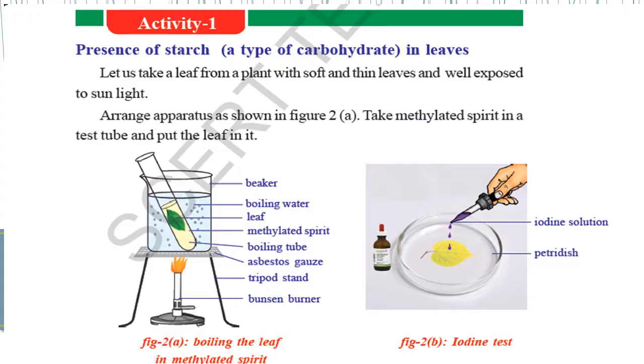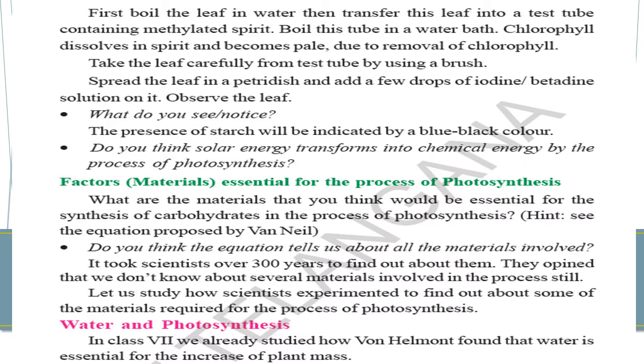Okay, what do you do then? Take methylated spirit in a test tube and put the leaf in it. Both the types we are seeing. What happens? First, boil the leaf in water and then transfer this leaf into a test tube containing methylated spirit. Boil this tube in a water bath. Chlorophyll dissolves in spirit and the leaf becomes pale. Why does this happen? Because of the presence of chlorophyll in the plant.